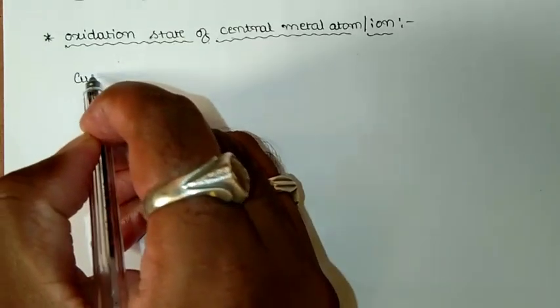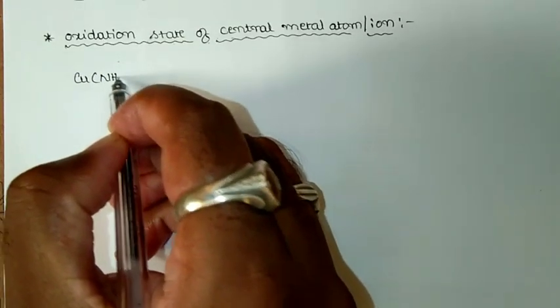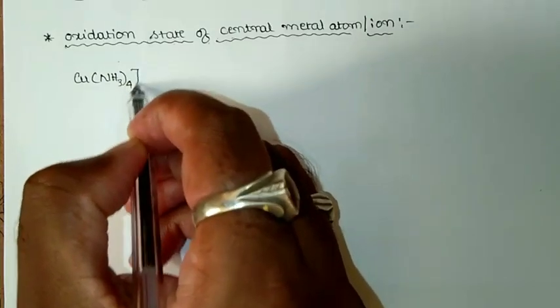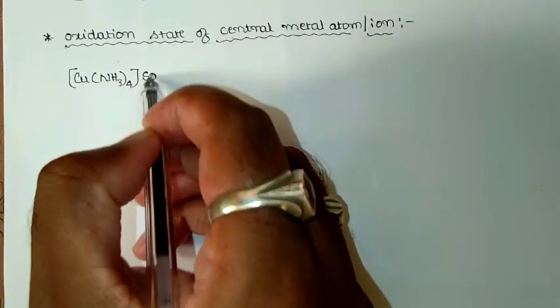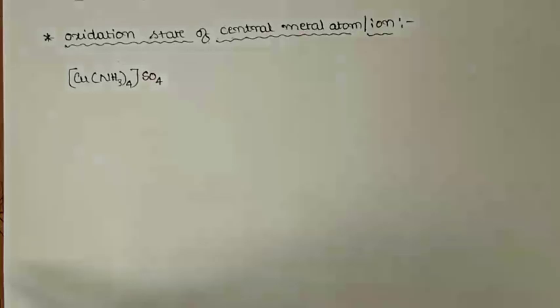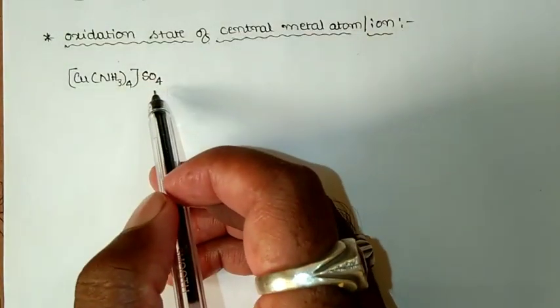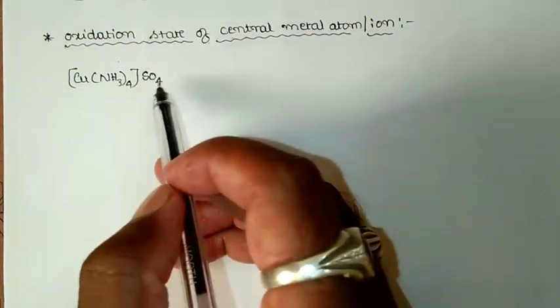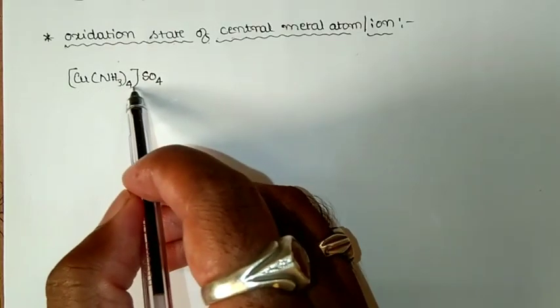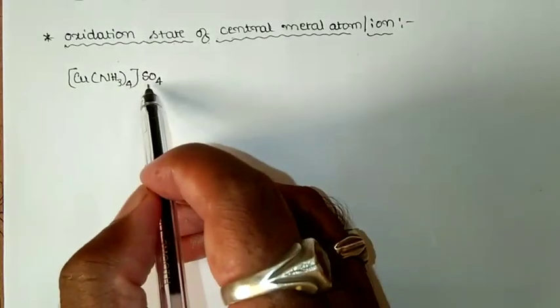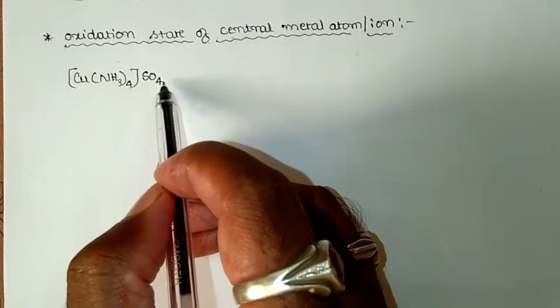First, let me consider [Cu(NH3)4]SO4, surrounded with the ionic sphere SO4, that is sulfate. Here [Cu(NH3)4] is the coordination sphere, and SO4 is the ionic sphere.